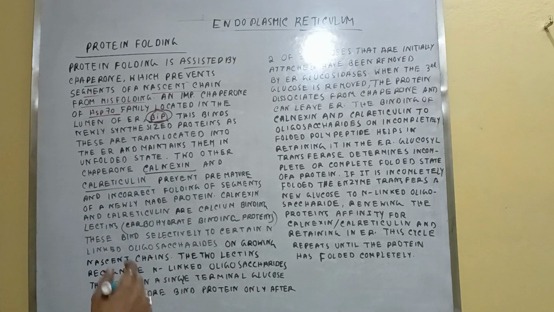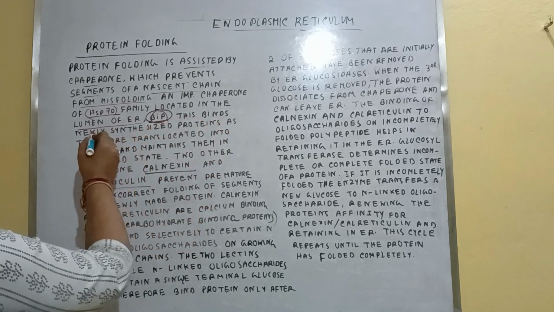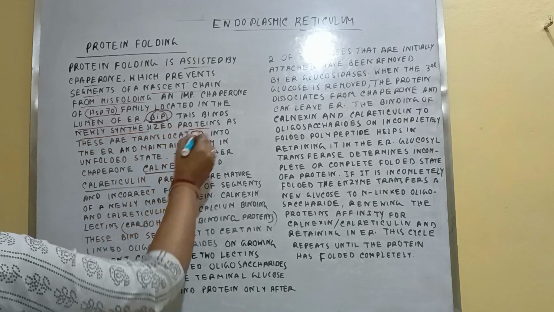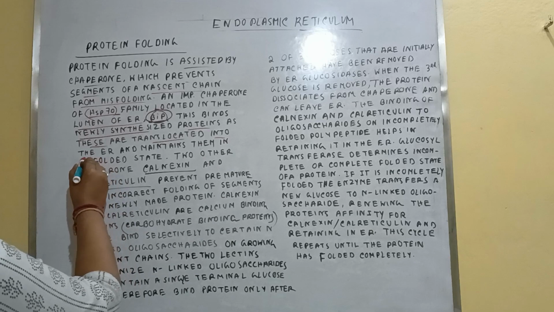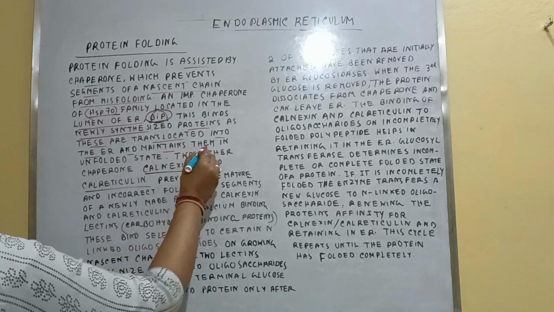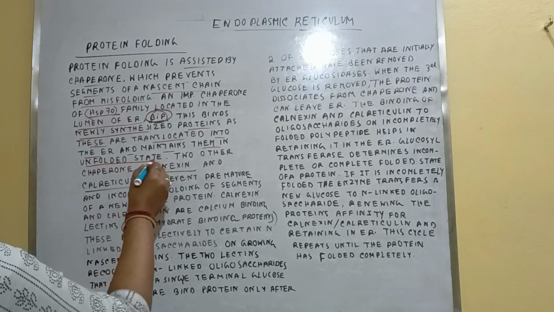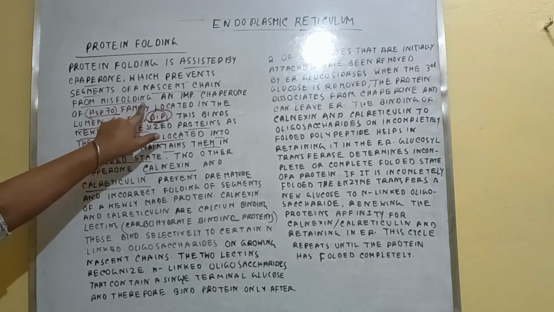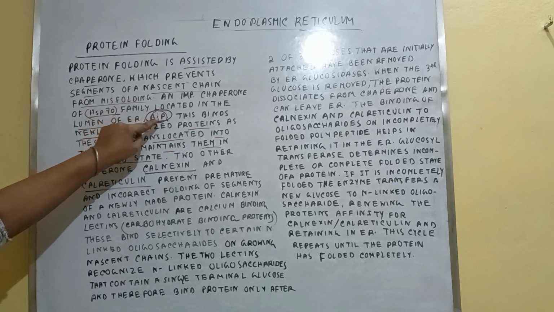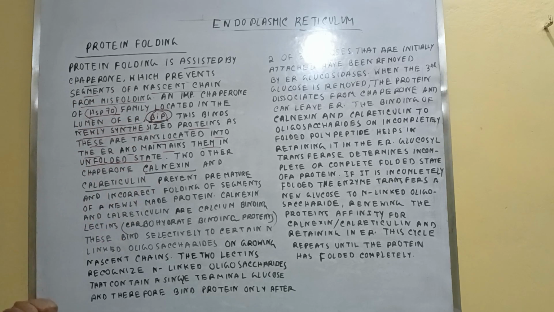This belongs to the family of HSP70, and it remains in the lumen of the ER. This binds newly synthesized proteins as these are translocated into the ER and maintains them in an unfolded state. Okay. So its function is that it tries to always keep the protein molecules in an unfolded state.